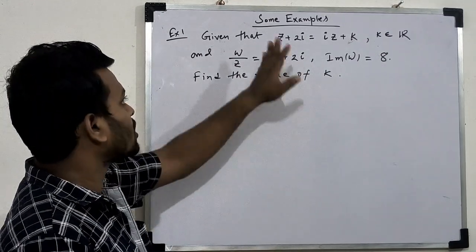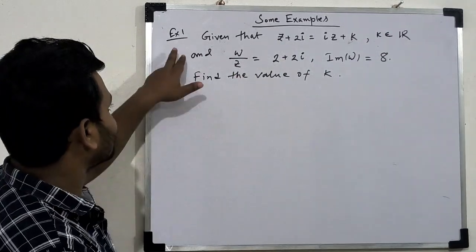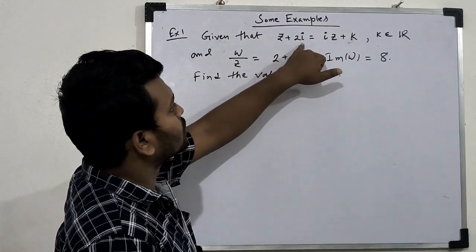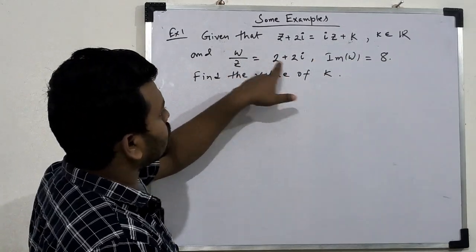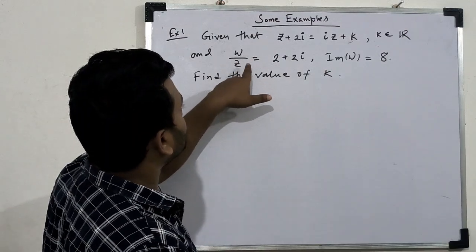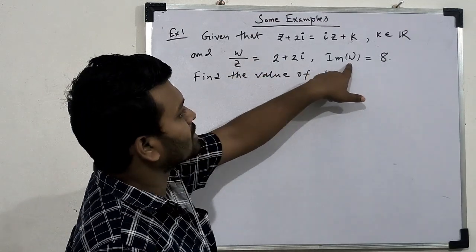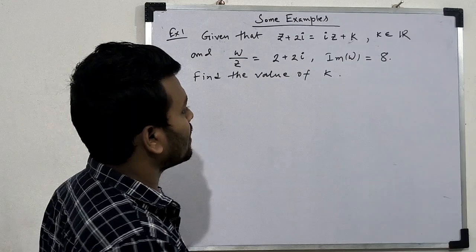Today I will solve some important questions. So first example: given that z + 2y = iz + k, where k belongs to R, and this is also given, that is w/z = 2 + 2y and Im(w) = 8. So we have to find the value of k.